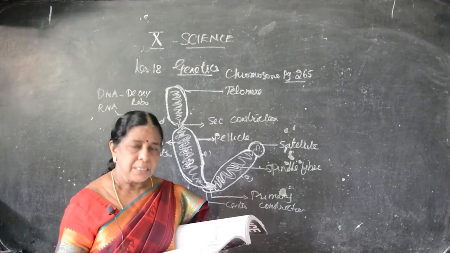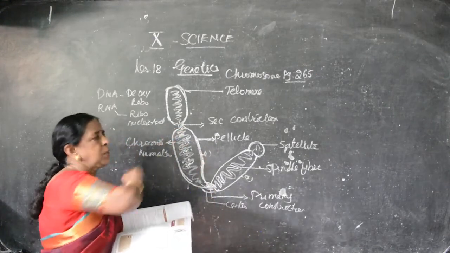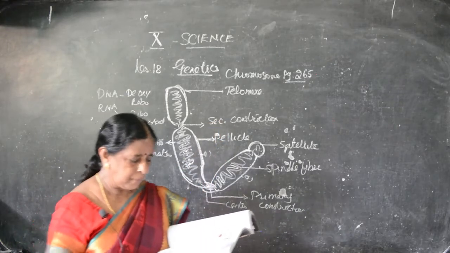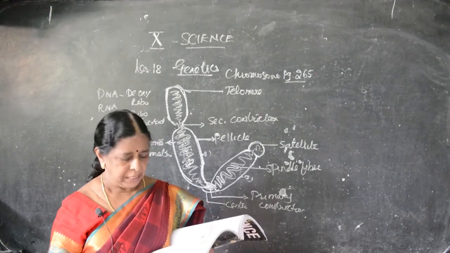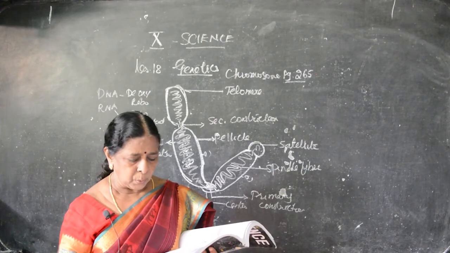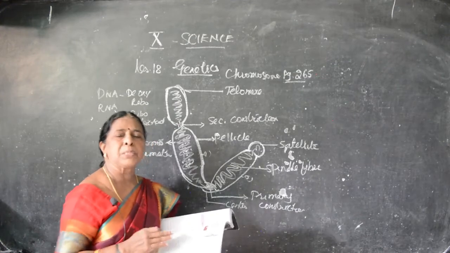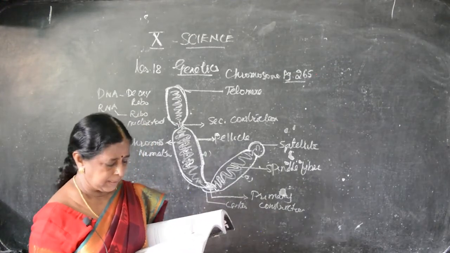Secondary constriction. Some chromosomes possess a secondary constriction. You can see the secondary constriction only in certain chromosomes, not in all of them. It maintains and provides stability to the chromosome. It gives support, and it is known as the nucleolar zone or nucleolar organizer. The secondary constriction is otherwise known as what? Secondary constriction is otherwise known as nucleolar organizer.